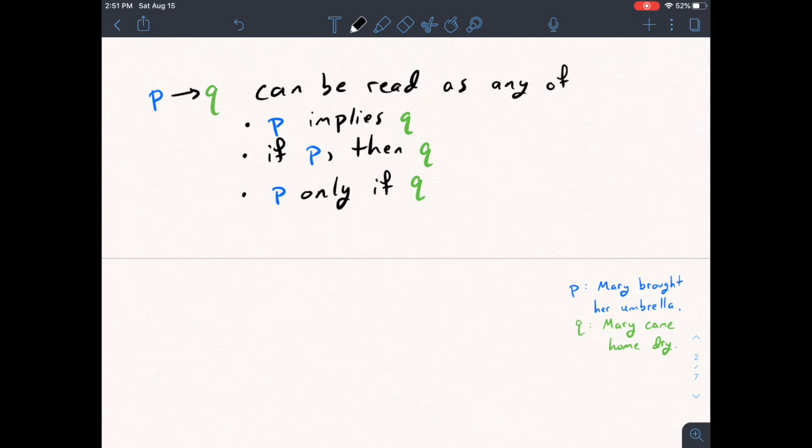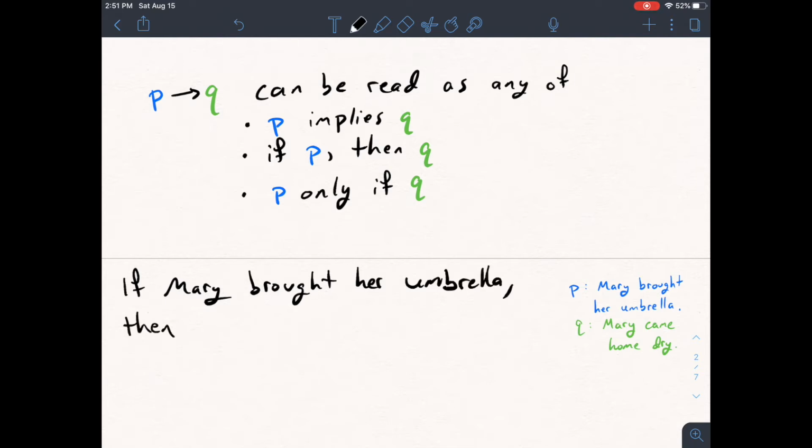It might make a little bit more grammatical sense, or might just sound better to say, if Mary brought her umbrella, then Mary came home dry. Keep in mind that this can be interpreted as a true statement regardless of whether or not it rained out during that walk, right? So our context had nothing to do with whether or not it was raining outside. So it's just saying, well, if she did bring her umbrella, then in any situation she would have come home dry. So if she brought her umbrella, then Mary came home dry.